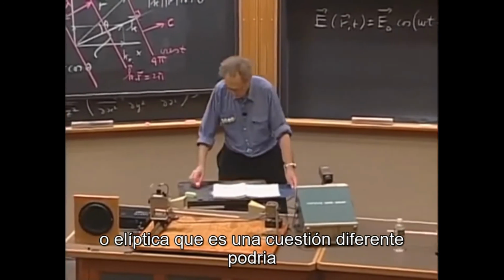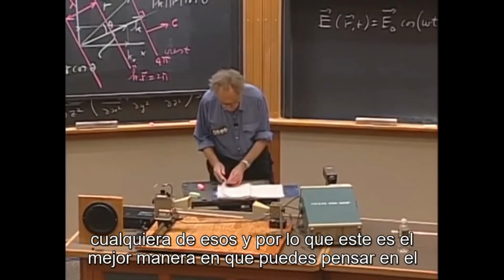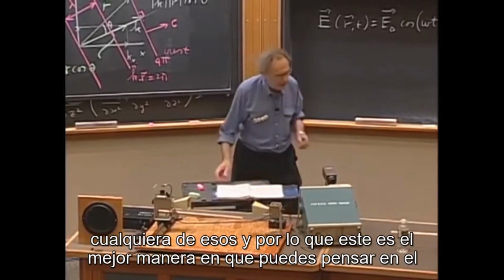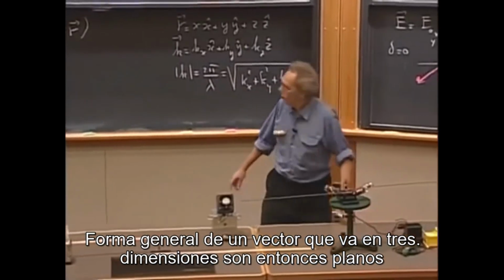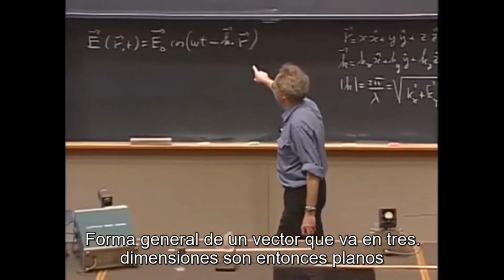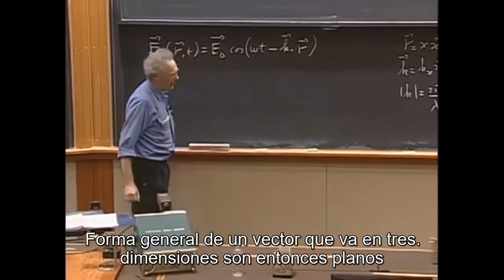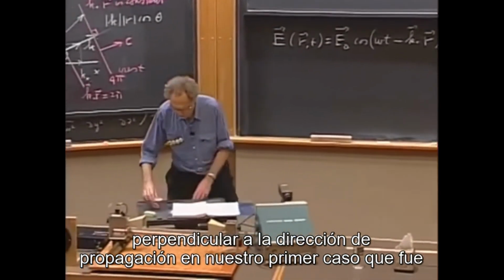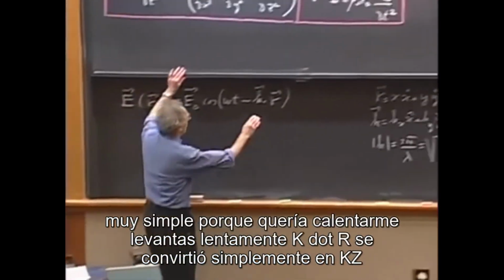And I said, whether it's linearly polarized radiation or circular or elliptical, that is a different matter. It could be either one of those. And so this is the best way that you can think of the general form of an E vector going in 3 dimensions, these are then planes perpendicular to the direction of propagation.